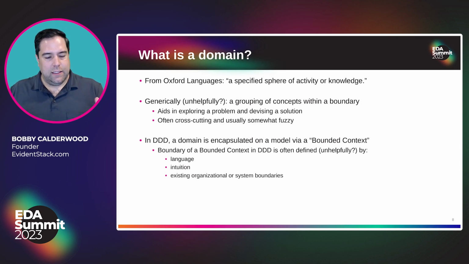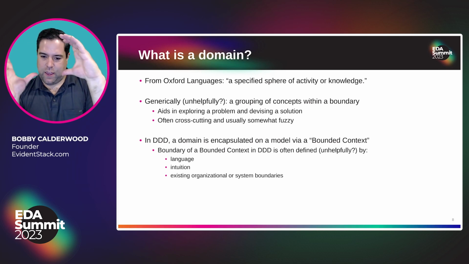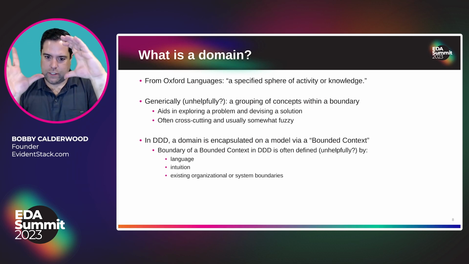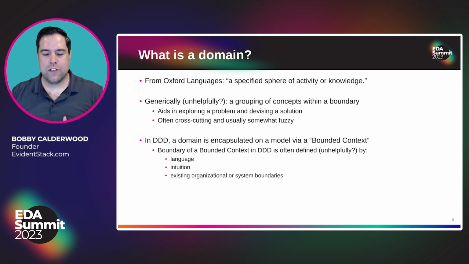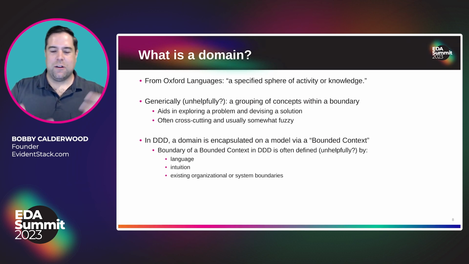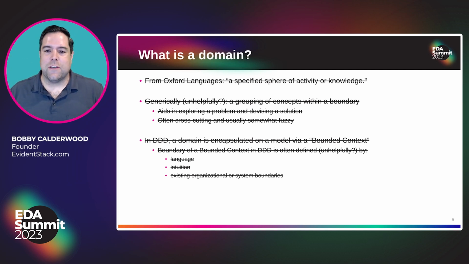A domain is encapsulated in a model using a bounded context. So you draw a model of something and then you draw a circle around it, and that's my bounded context. That's the thing I'm talking about, not this other thing outside of this boundary, just this here. But how you delineate that boundary around your context is a little bit fuzzy, right? Sometimes we talk about it linguistically, in terms of words that people use, this ubiquitous language. A lot of times it's just a gut feeling, or you look at your existing organizational or system boundaries and put your thumb in the air and try to figure out where the boundaries are. None of these are especially helpful to me.